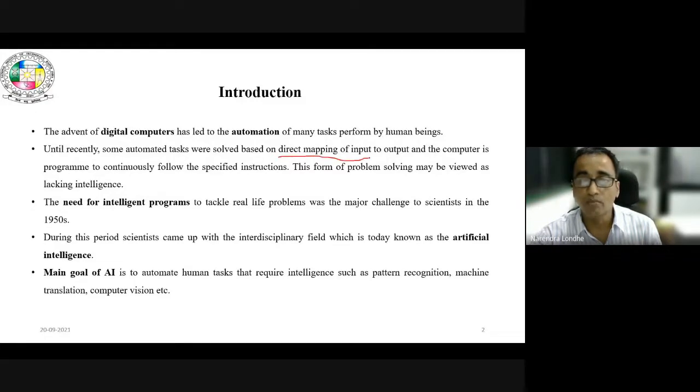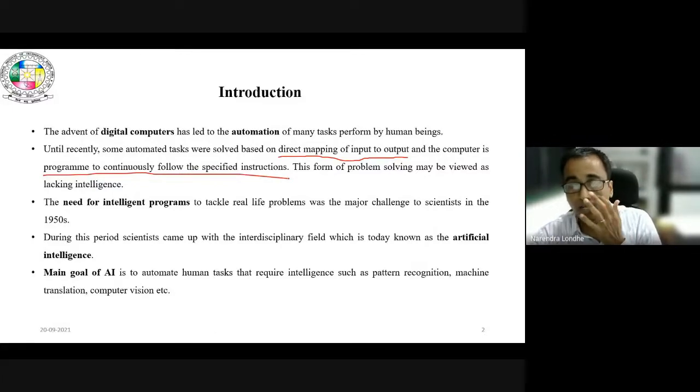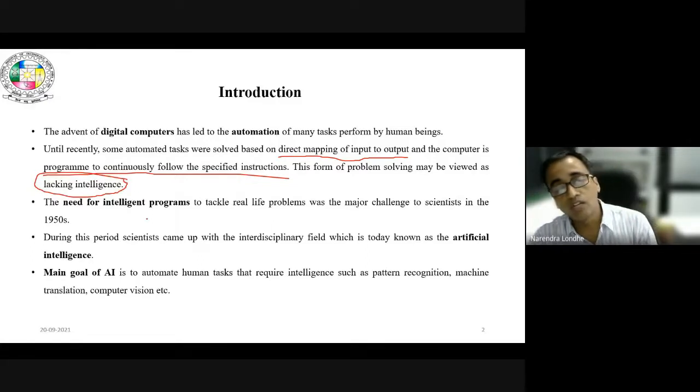The first one is the direct mapping of input and output. The computer in that case is programmed to continuously follow the specified instructions. We receive the output based on the mathematical model that has been designed and developed for that computer. This form of problem solving is conventional, but it lacks some intelligence. This is very important, and here the role of intelligence comes.